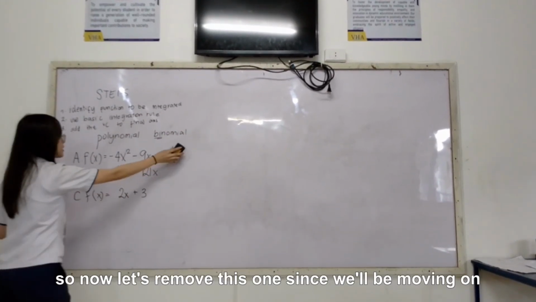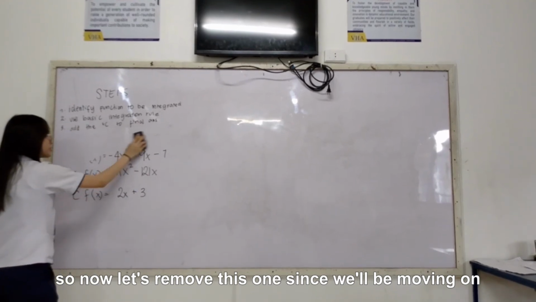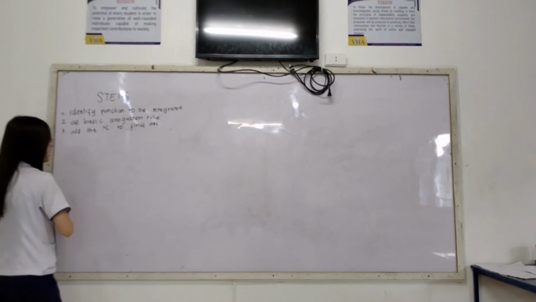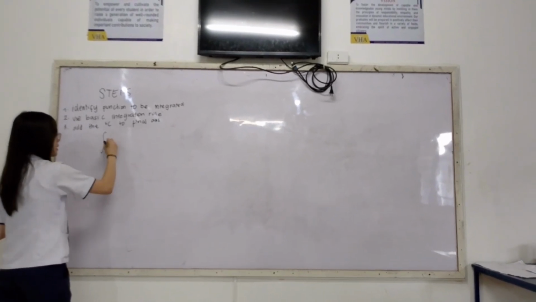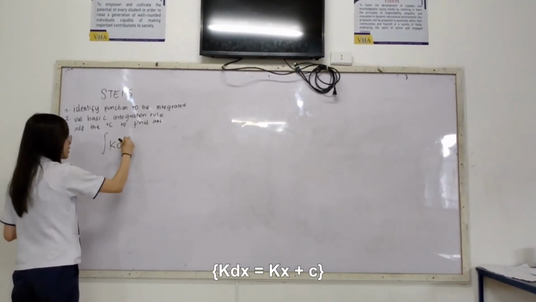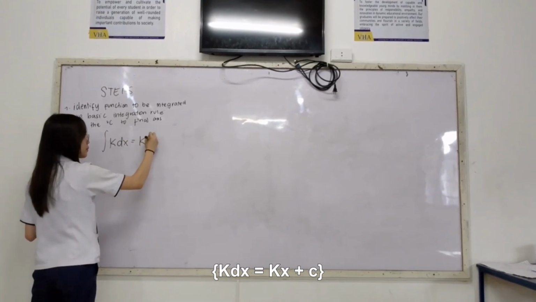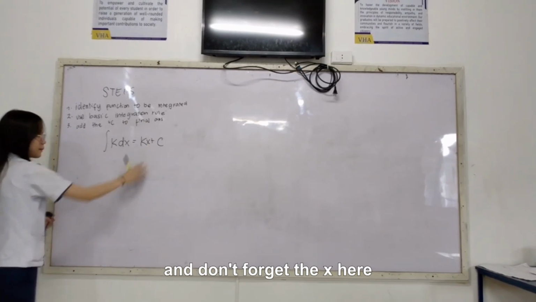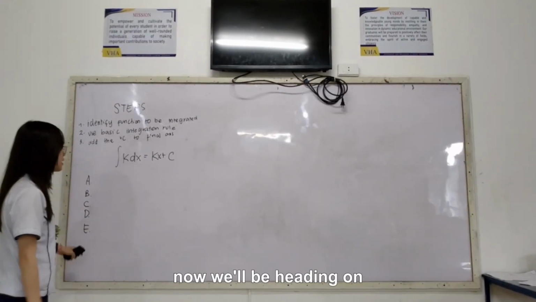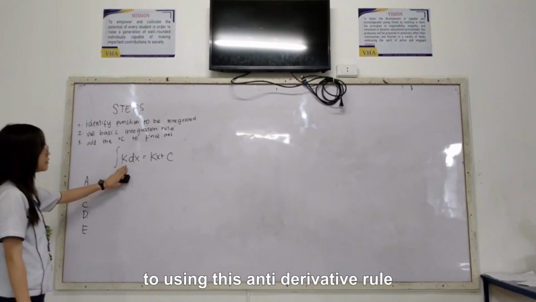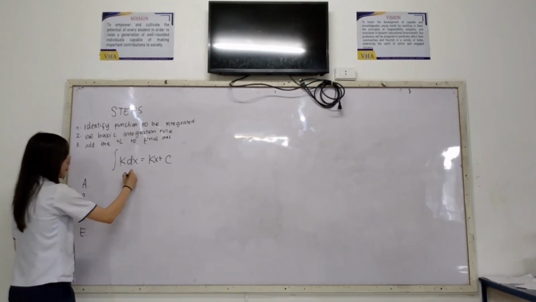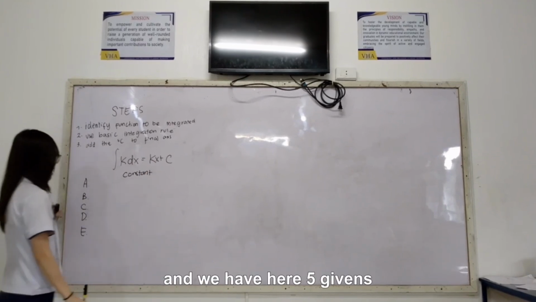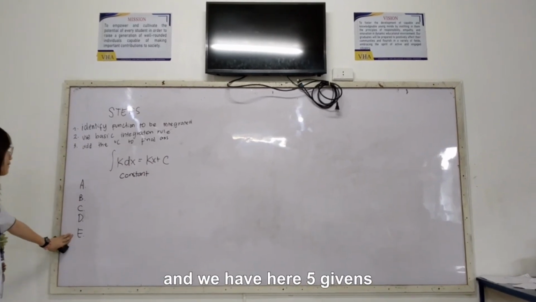So now let's remove this one, since we'll be moving on to find the constant of a single variable, which is k. And we work with x equals a plus c. And don't forget the x there. Now we'll be heading on to using this antiderivative rule, which is the constant.